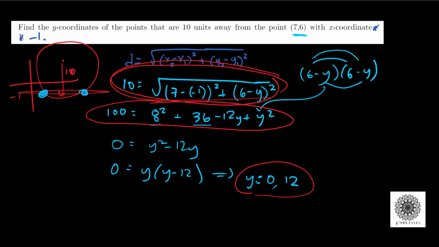Okay, now that we've done this, we start wondering, well, do we have the actual coordinates? It only asks for the y coordinates here, but can we find the coordinates? And the answer is yes, because we already knew the x coordinate was -1. So then my two points on this circle are (-1, 0) and (-1, 12). And that's what these two little points here are.